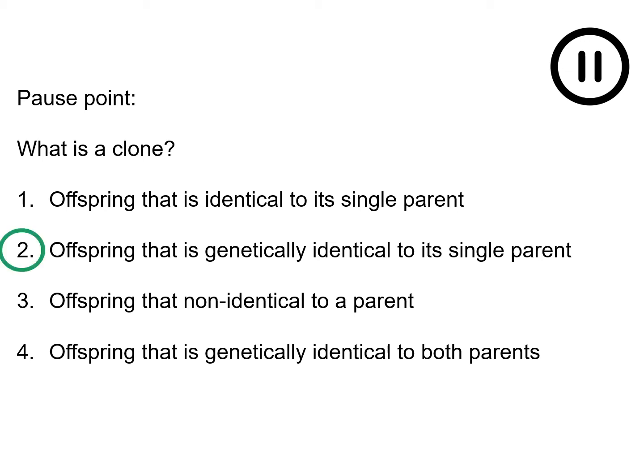So for this one, you should have got the offspring is genetically identical to its single parent. Offspring number 1 is incorrect because the environment can alter the phenotype, so it's not always identical. Number 3 is incorrect because although clones are likely to be non-identical to the parent due to the environment, we still say that they're genetically identical so that they are different to those reproduced through ordinary sexual reproduction. And 4 is incorrect because a clone comes from just one parent, not 2.